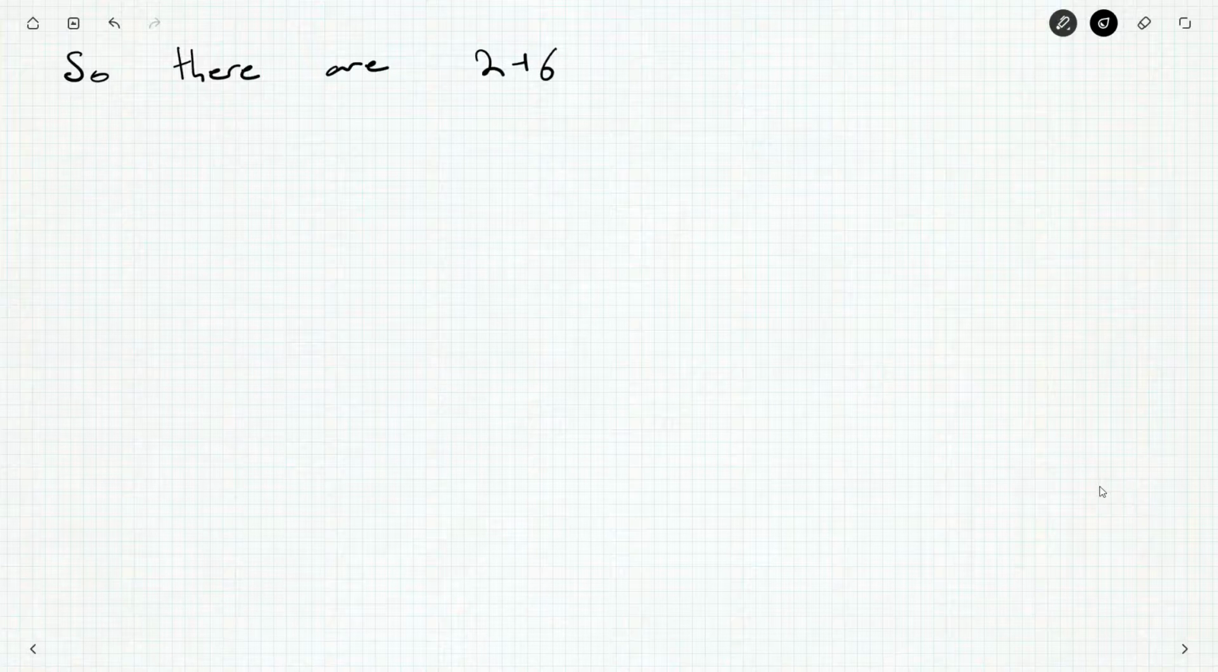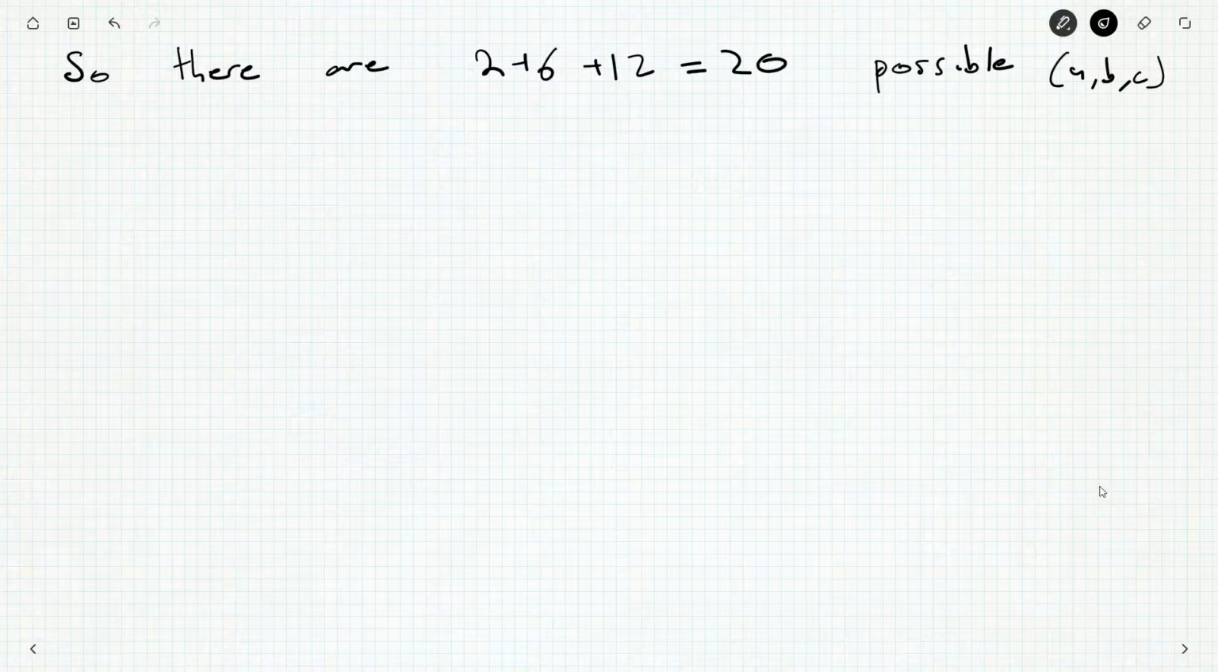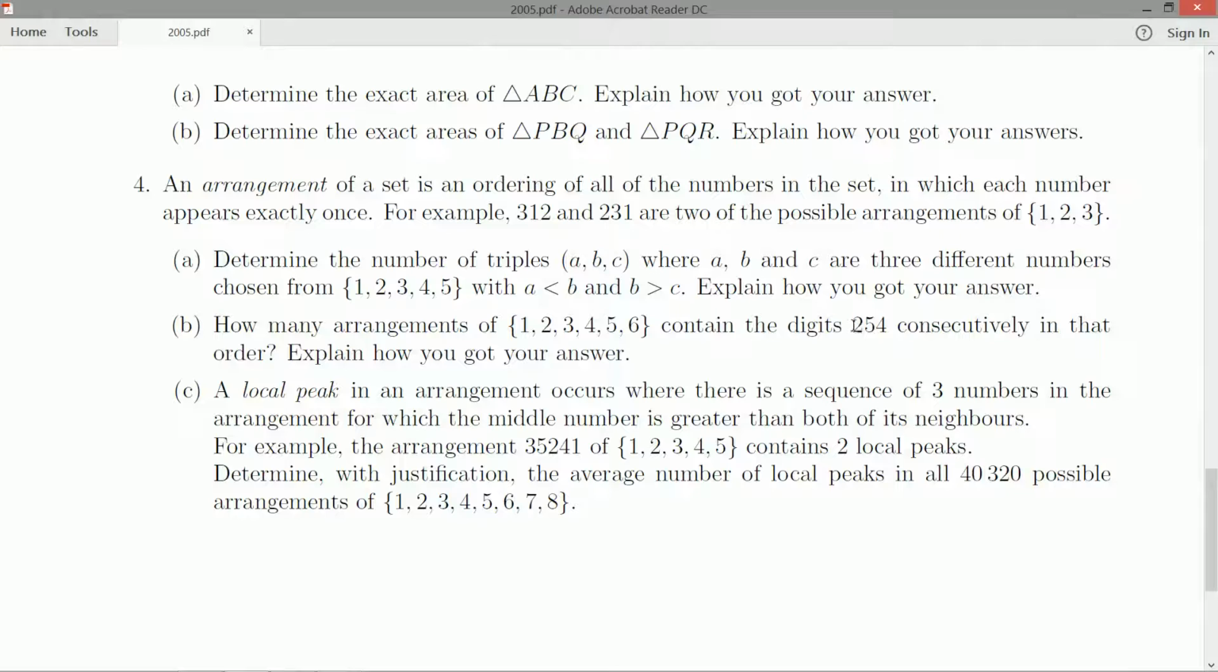So there are 2 plus 6 plus 12, and that's going to give us 8 plus 12, so 20 possible A, B, C's. Okay. So A, B, and C are sort of like a local peak, which is what they were talking about in C part. We just don't have them written together like A, B, C. And as I already noted in B part, we sort of see how to move a given local peak around. Once the 2, 4, and 5 are chosen, we're all set.